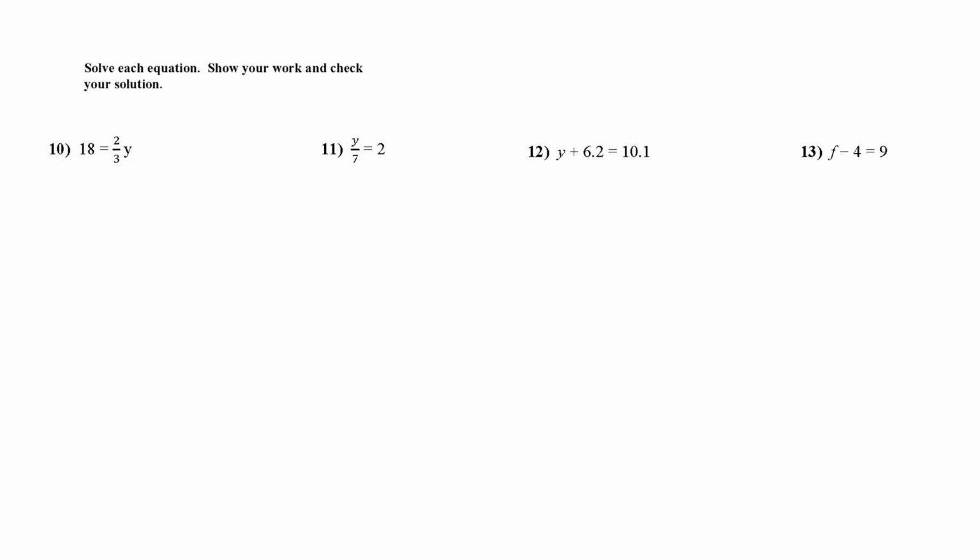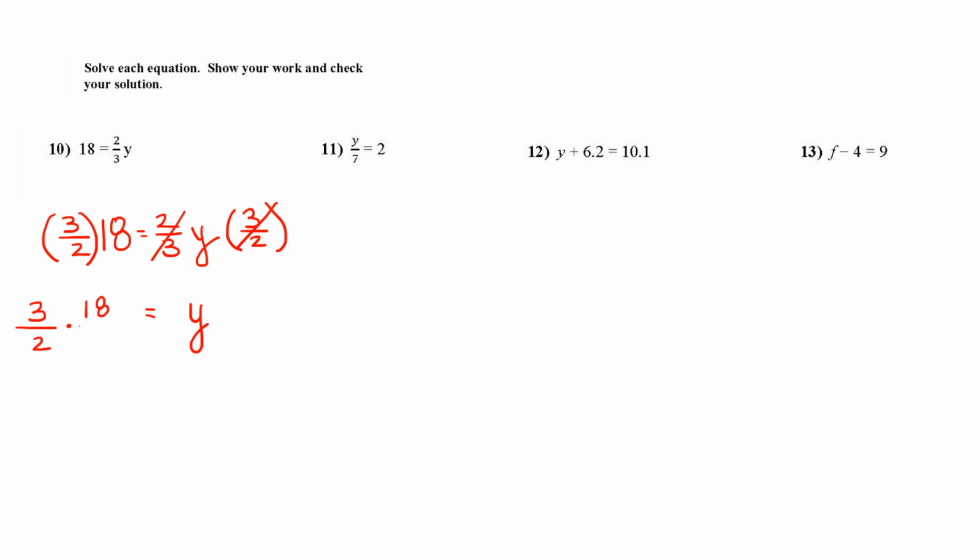Question number 10. Solve each equation, show your work, and check your solution. For problem number 10, we have 18 equals 2/3 y. Now, we're going to multiply by the reciprocal to cancel out the factor. Y equals 3/2 times 18 over 1. We can reduce before we multiply. 3 times 9 is 27 over 1 equals y, and that equals 27.